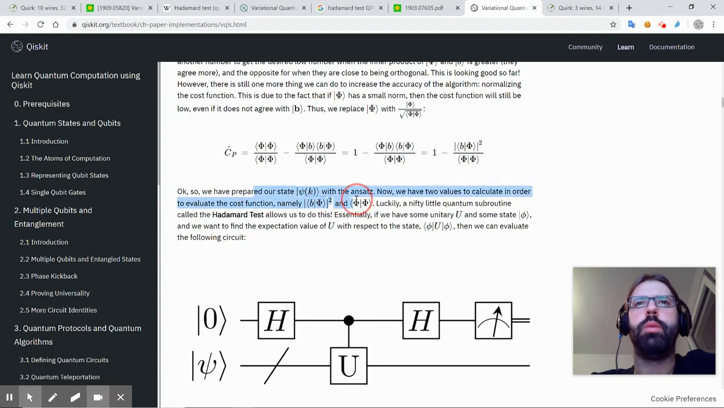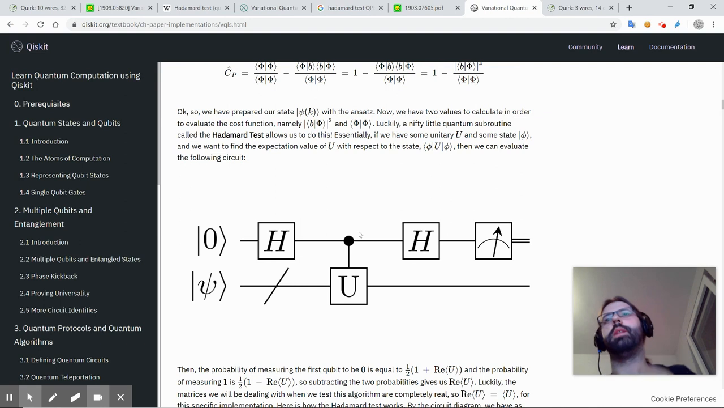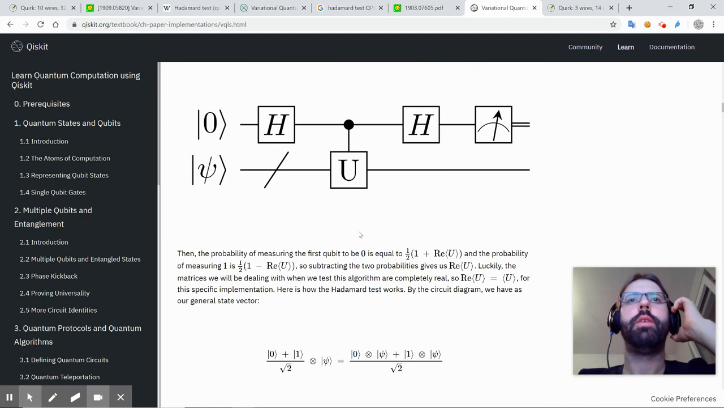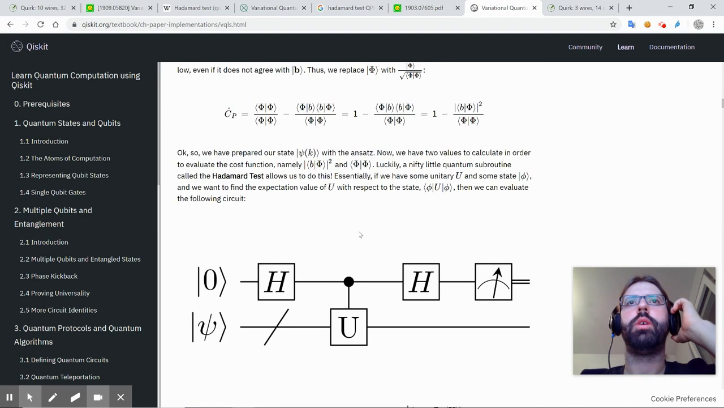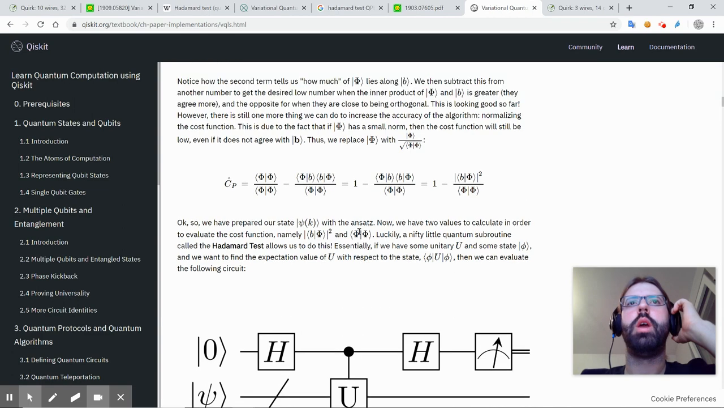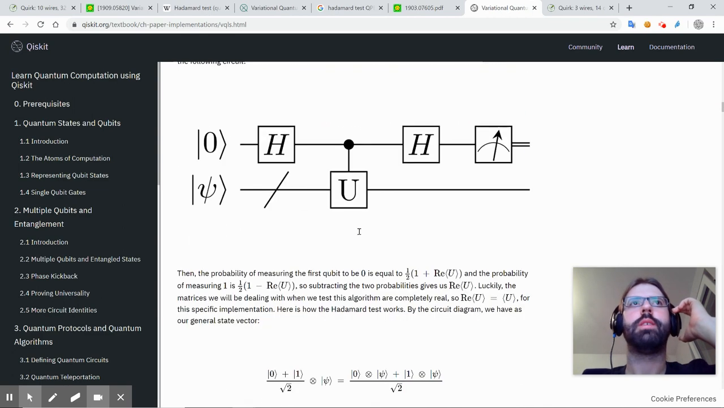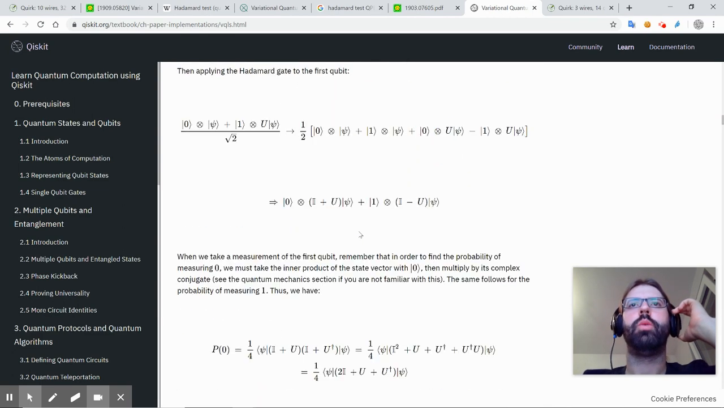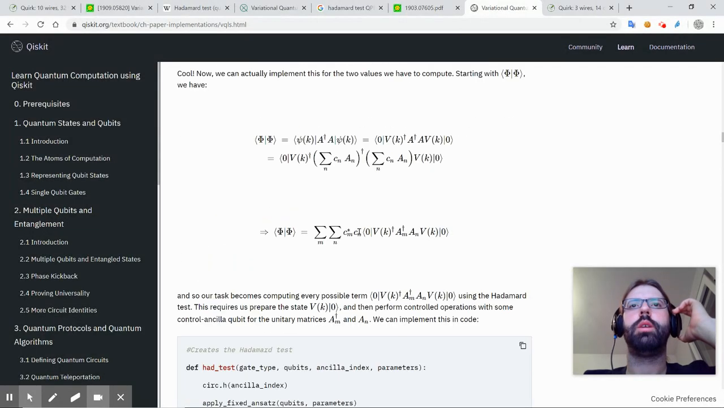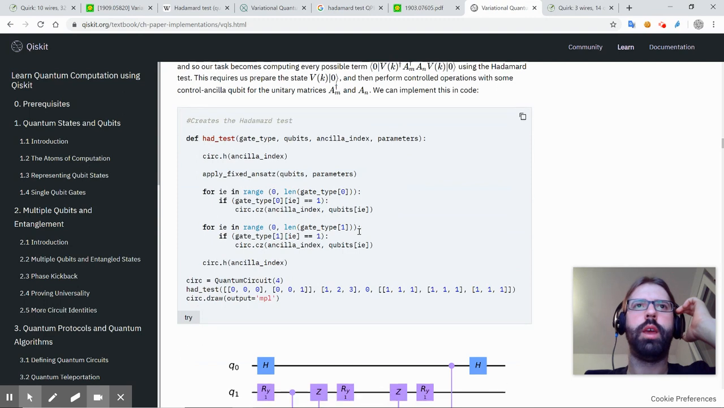So I've prepared our state with the answers. Now we have two values calculated in order to validate the cost function. What is the intuition behind it? That's what I have to try to find. Now I figured it out. So it's trying to... Okay, but why is it the latest qubit? That's the question I have to answer. Why is it only applying to the latest qubit? That's what I don't get.